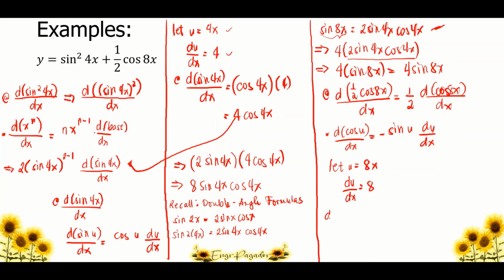So, the derivative of 1/2 cosine 8x with respect to x is equal to 1/2 multiplied by negative sine u, which is 8x, and then du over dx is 8. If we simplify further, the derivative of the second function will be equal to negative 4 sine 8x.